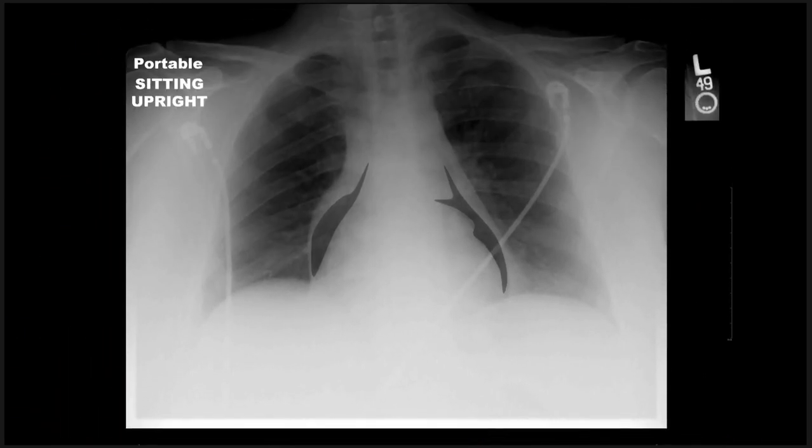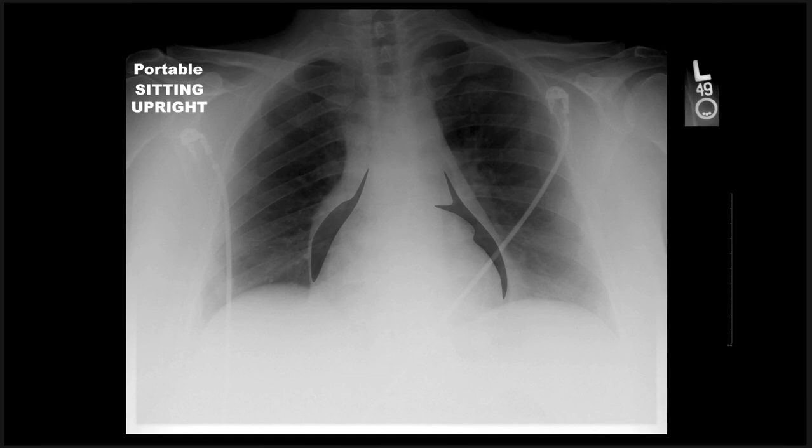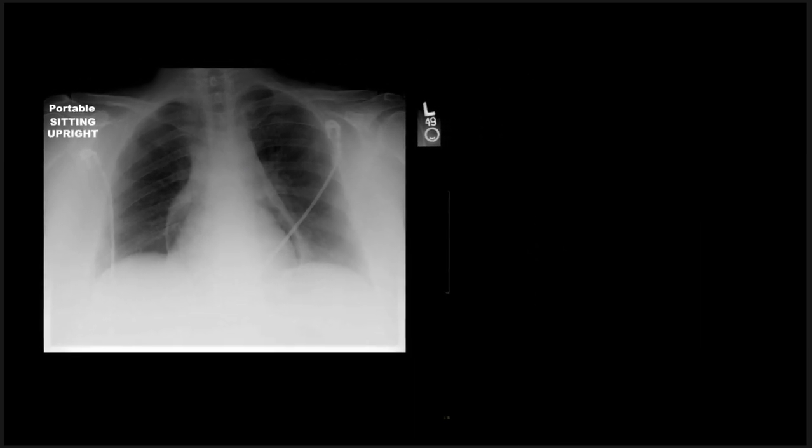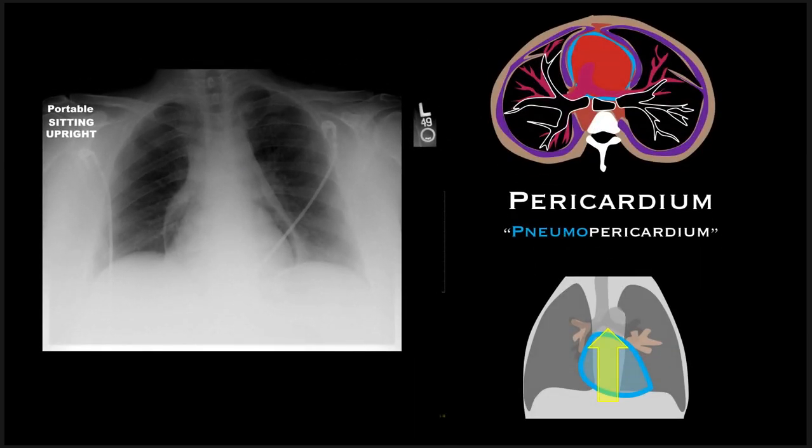So if we go back to our case here, and we again notice that that air is limited, or it doesn't ascend above the great vessels, just like that, this is what we've got here. This is a pneumopericardium. Just a few pearls on this. Pneumopericardium can mimic pneumomediastinum. You typically will see a pneumopericardium after thoracic surgery, or in some situations a penetrating injury to the chest.